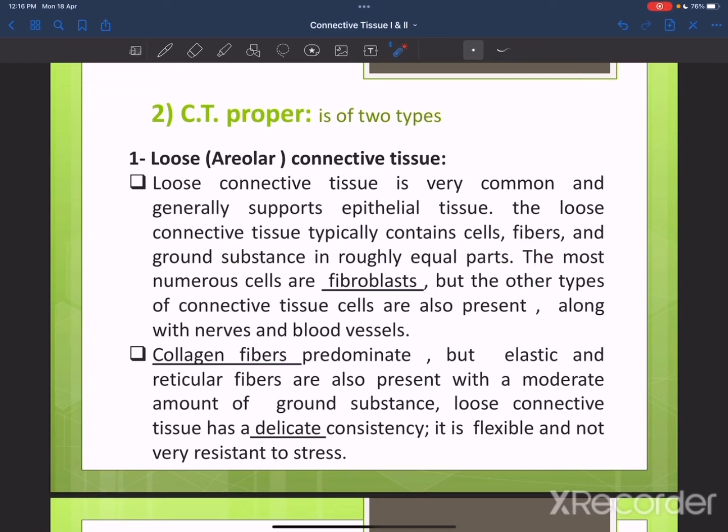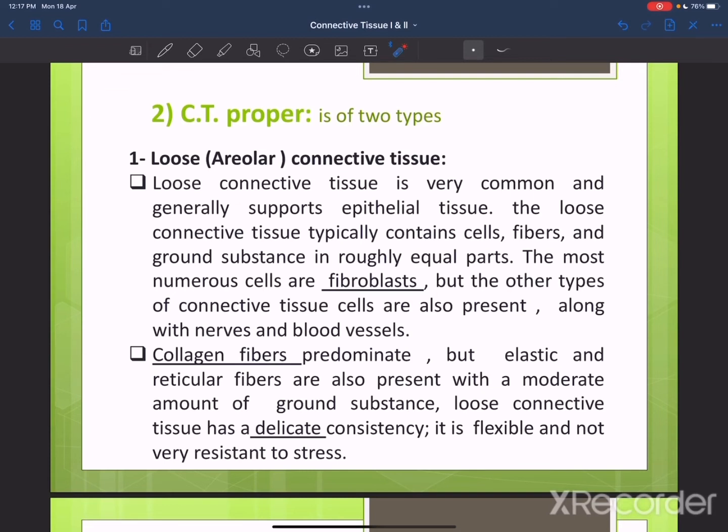The most numerous cells are the fibroblasts, but the other types of connective tissue cells are also present, along with rich blood supply and nerve supply. This connective tissue with the rich nerve and blood supply underlies the epithelial tissue, which is avascular. Epithelium derives its nutrition, blood and nerve supply from the underlying connective tissue, which is usually the loose type, rich in blood supply.